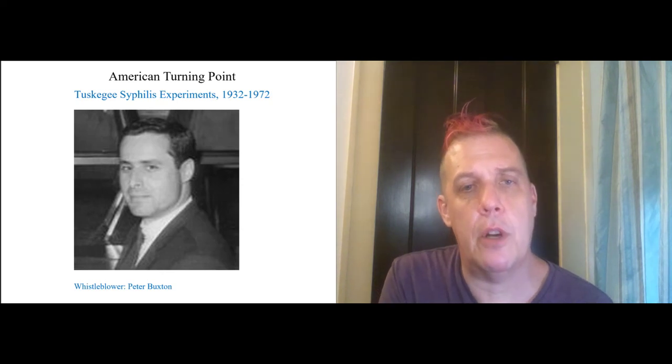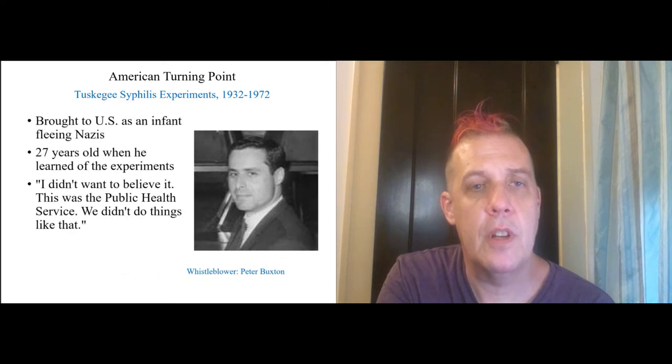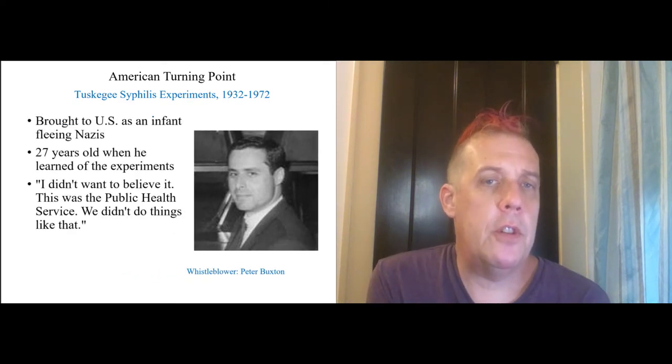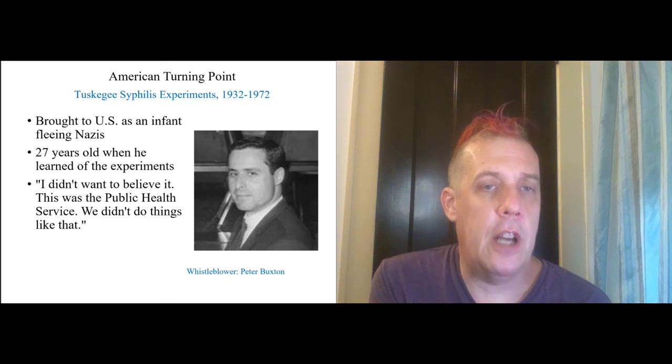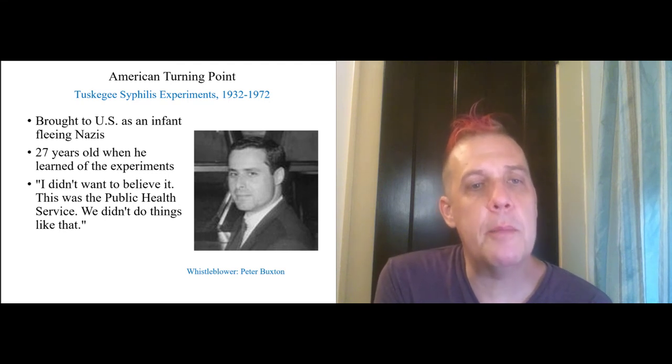So this is the hero in our story, Peter Buxton. He's the whistleblower. He was brought to the U.S. as an infant fleeing Nazis. He was 27 years old when he learned about the experiments. He said, "I didn't want to believe that this was the public health service. We didn't do things like that."